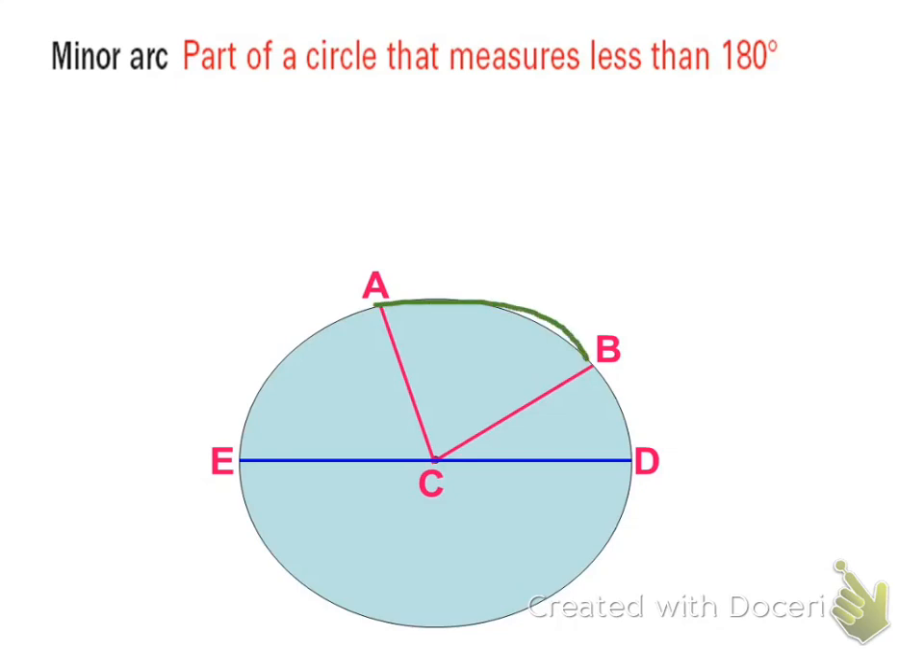There's an arc here, arc AB. When you name an arc, you use the arc symbol and its beginning and ending points. Remember, for a minor arc, we need just two letters, so for this arc, we would call it arc AB.